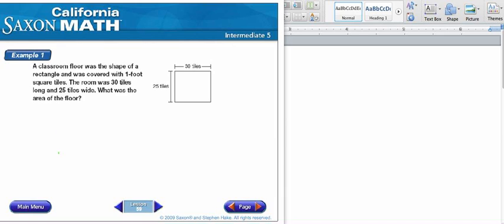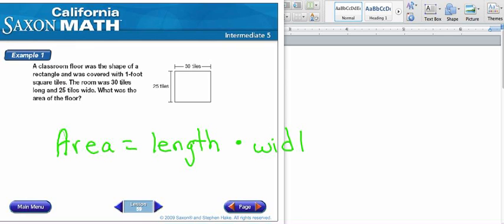The formula for area, it's a little bit bigger. Area equals length times width. We shorten it to L times W, or even just LW, because when you have two letters next to each other, you know you're going to multiply. So using this formula, let's figure out how we solve example 1.